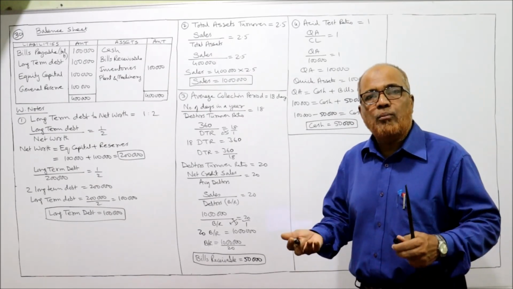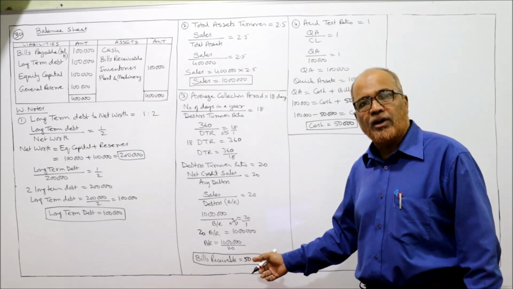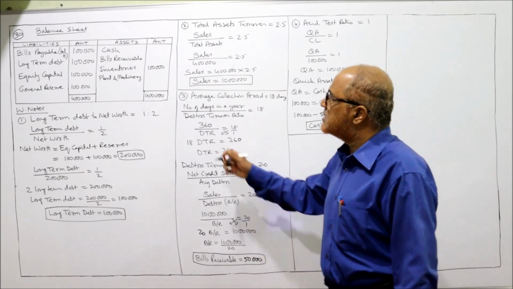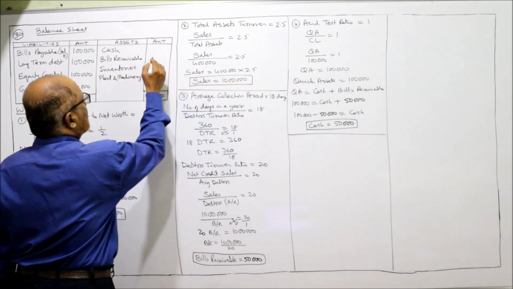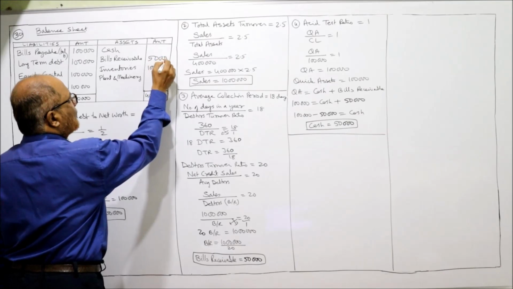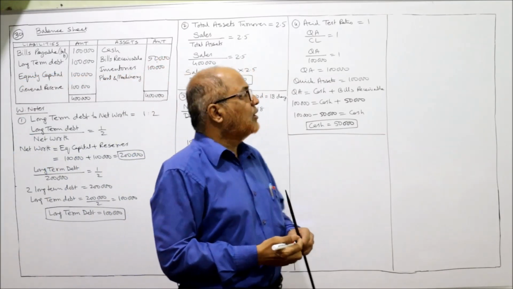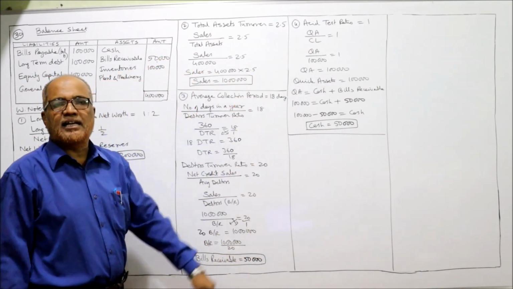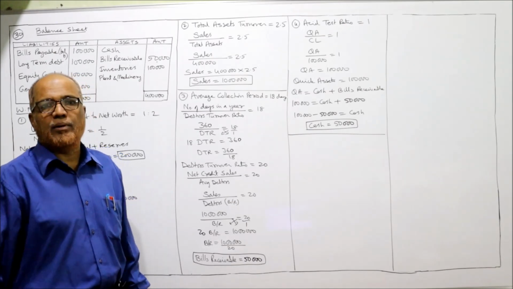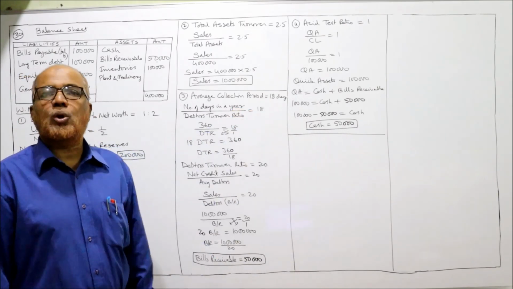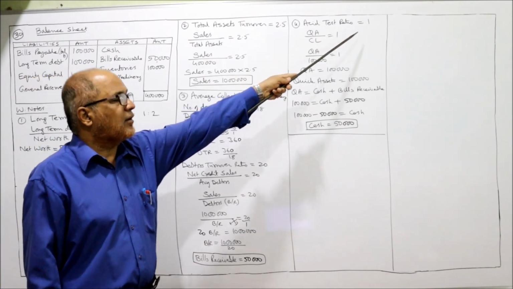One more unknown variable we got. We calculated bills receivable as 50,000. Here I am taking bills receivable 50,000. Now, next ratio is the acid test ratio, which is also given in the problem. Acid test ratio is the quick ratio. That is given as 1.